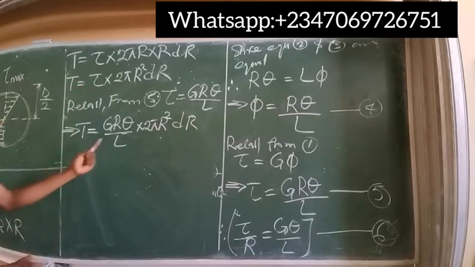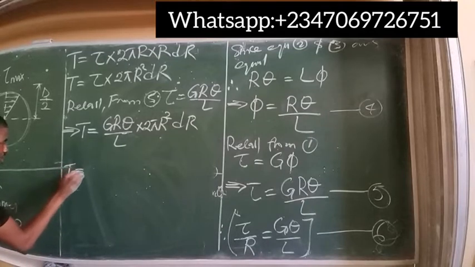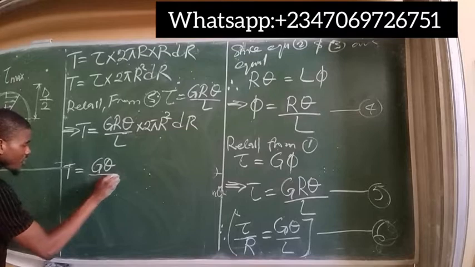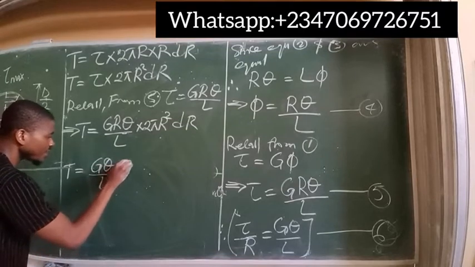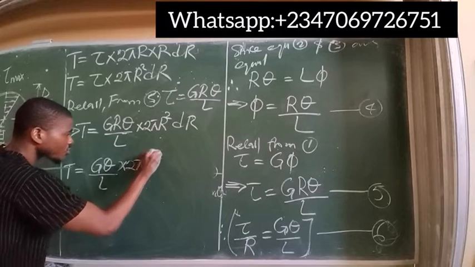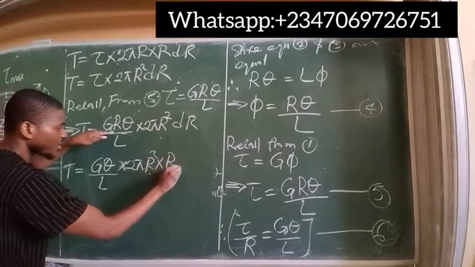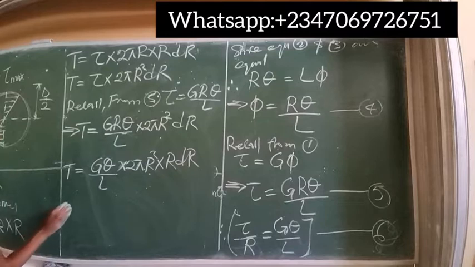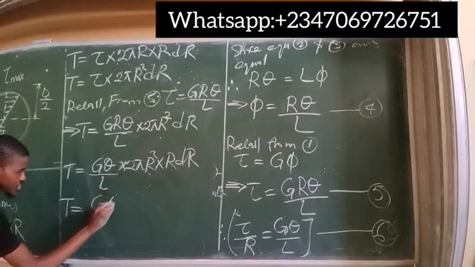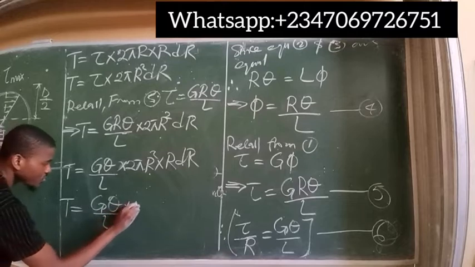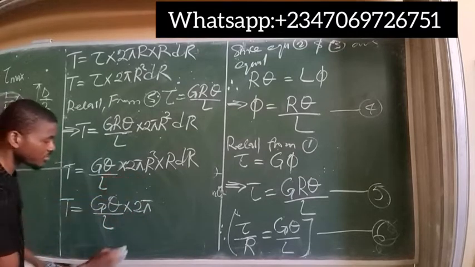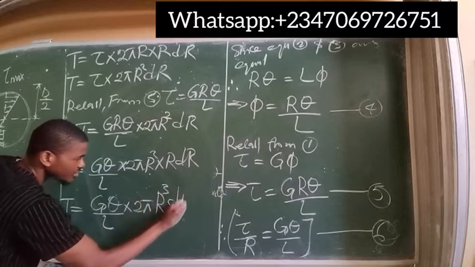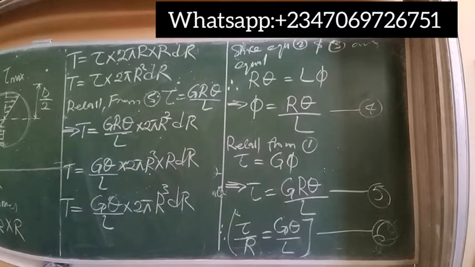Of course, we have r here, we have r squared here. Let's also relate them together. I'll simply have that torque is equal to G theta all over length times 2 pi, r squared times this other r, r dr. And therefore, torque is simply G theta all over length times 2 pi, r squared times r simply gives us r cubed dr. So I have this.